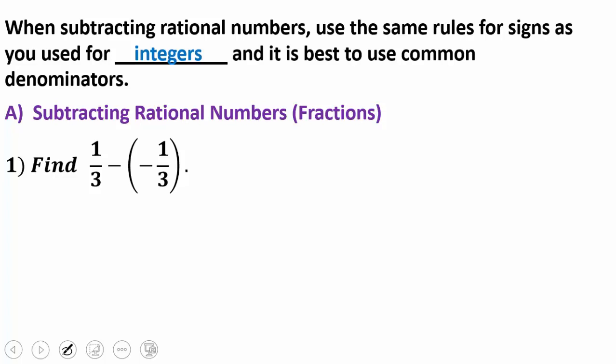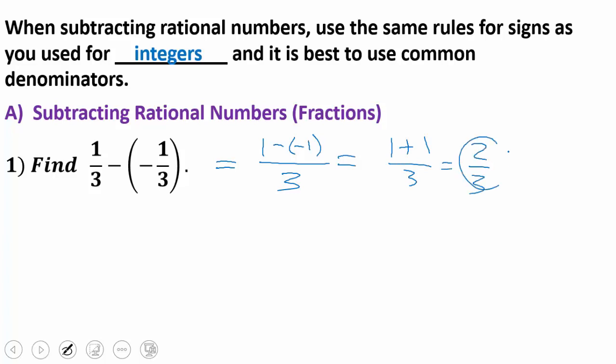Subtracting rational numbers, we're going to find 1/3 minus a negative 1/3. And so here we have a case where we don't need to make any of them improper, and we already have a common denominator, so we're going to keep it. And then we say, wow, we have 1 minus a negative 1. That's all we have to do. Well, we know same change. We follow the same integer rules. We know add the opposite, and so now we have 1 plus 1 over 3, which is 2/3. And we're done. All right?